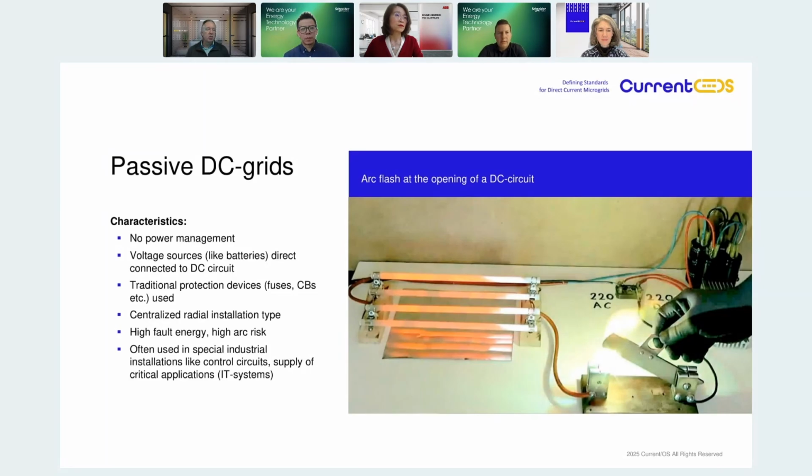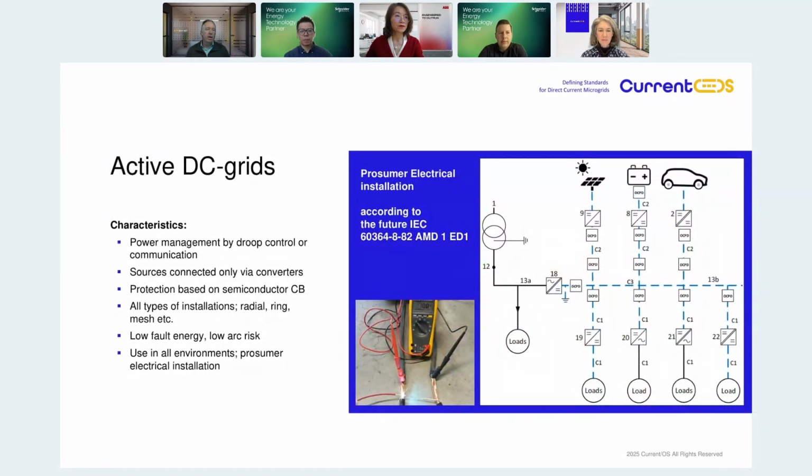The picture shows a screenshot from a movie about arc flash, and as you can see, there is quite a huge arc when you open a mechanical contact in a traditional DC circuit. But since technology moves on, it is also now possible to have such applications done with electronic converters. So active DC grids have totally different characteristics.